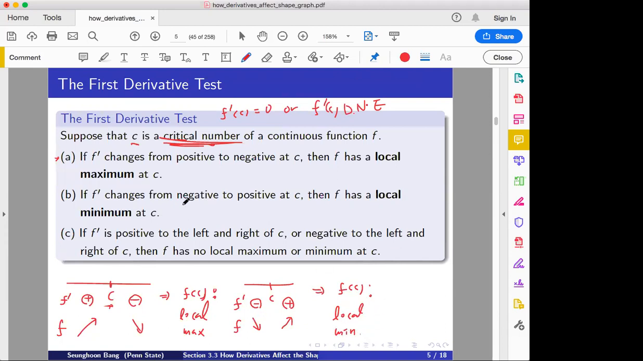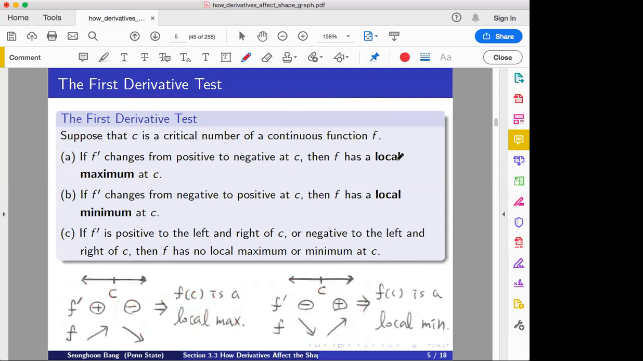In another case, the sign doesn't change. It is positive to the left and the right, or negative to the left and right. So what's that? No local maximum and no local minimum. This is the exact meaning. So like this.